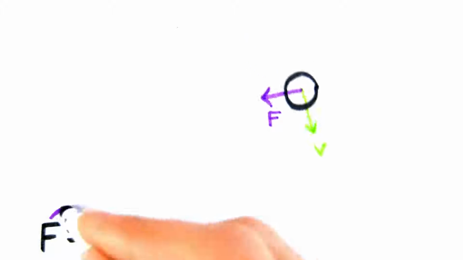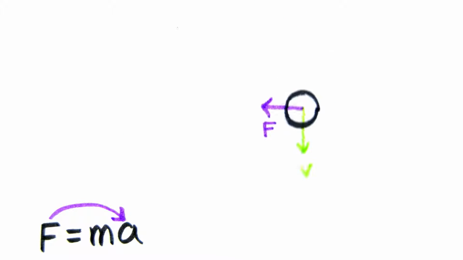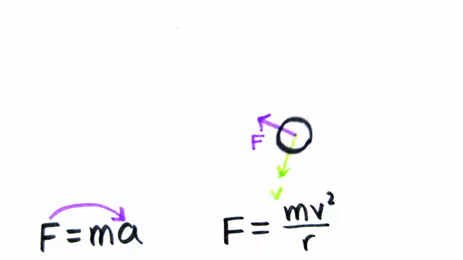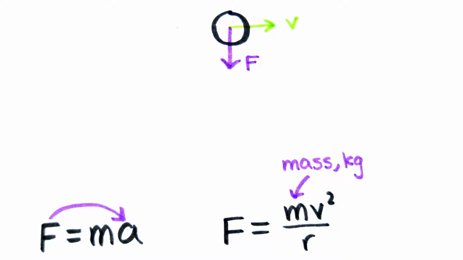A centripetal force must be occurring here in order to produce this acceleration. The formula for centripetal force is F = mv²/r, where m is the mass of the body undergoing circular motion, v is the velocity, and r is the radius of the circle.